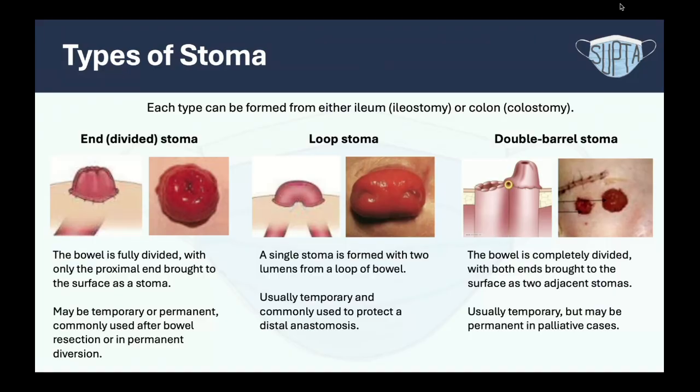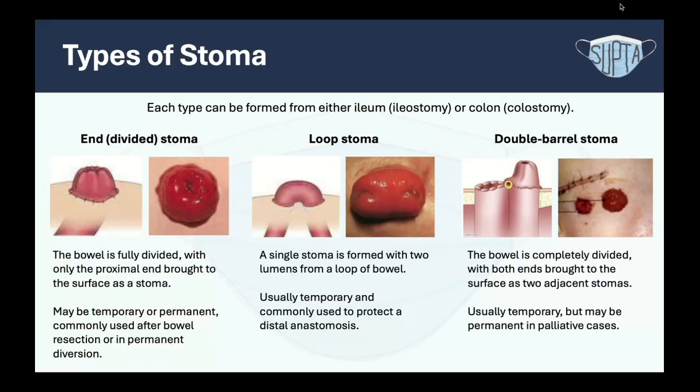The first thing you can do is differentiate whether it's an ileostomy or a colostomy. As hinted in their names, an ileostomy involves the ileum, whereas a colostomy involves the colon. An ileostomy is typically located on the right side, specifically the right iliac fossa, whereas a colostomy would be on the left, but that can vary too.